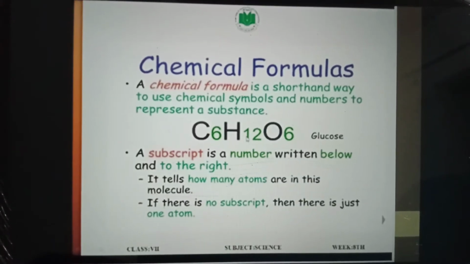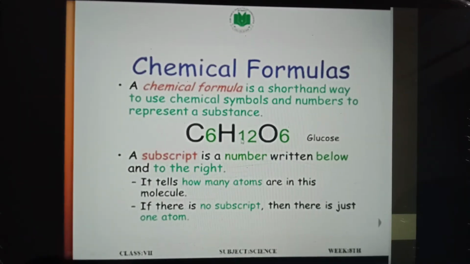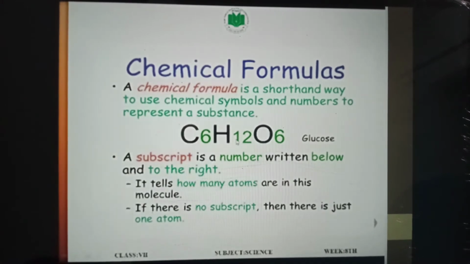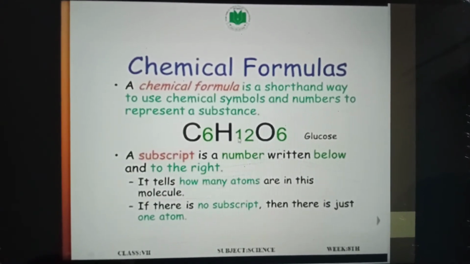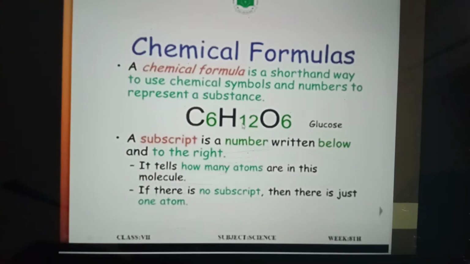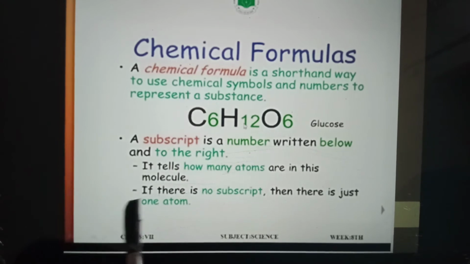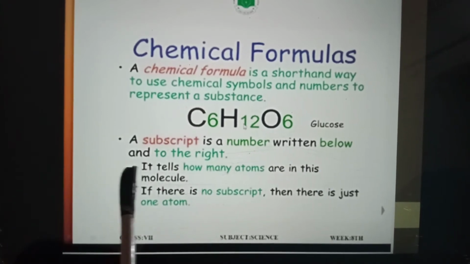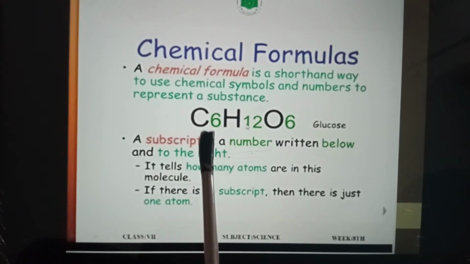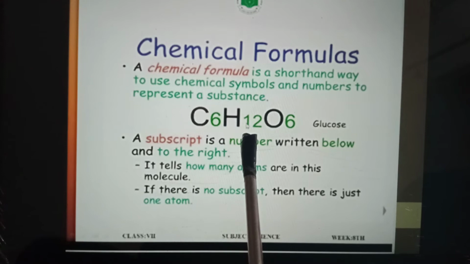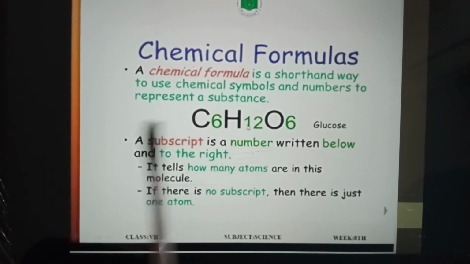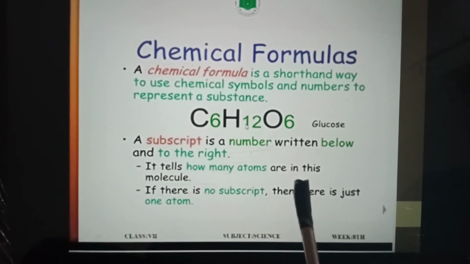Chemical formulas. A chemical formula is a shorthand way to use chemical symbols and numbers to represent a substance. C6H12O6 is the chemical formula of glucose. A subscript is a number written below and to the right. So 6 is a subscript, 12 is a subscript, and here 6 is also a subscript. It tells us how many atoms are in these molecules.